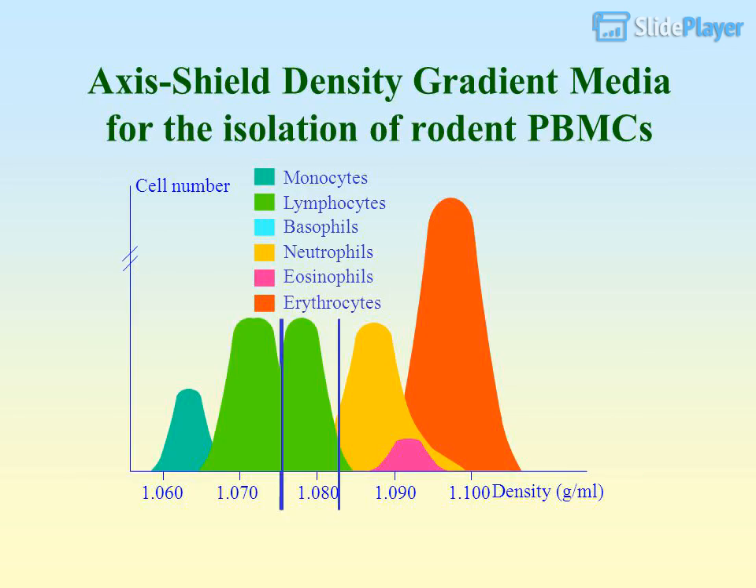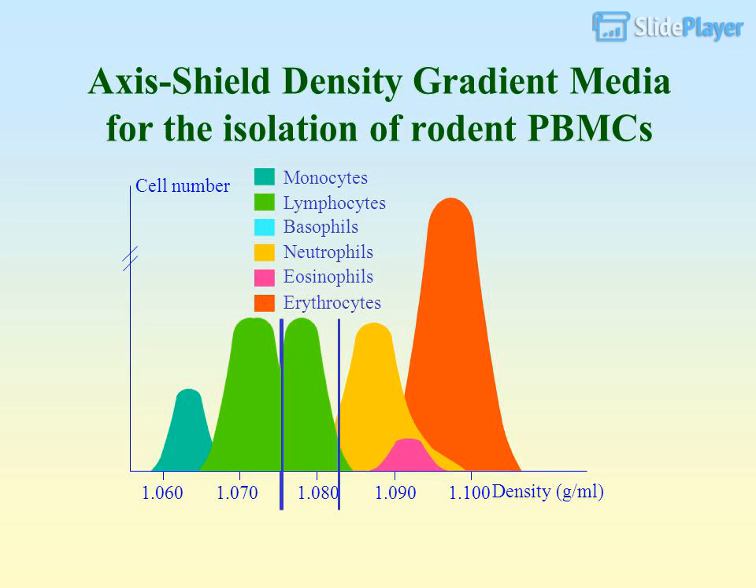Axis-Shield density gradient media for the isolation of rodent PBMCs. Density, g/ml: 1.060, 1.070, 1.080, 1.090, 1.100. Cell number. Monocytes, lymphocytes, basophils, neutrophils, eosinophils, erythrocytes. Compared to the lymphocytes of human blood, those of rodents have a high density.